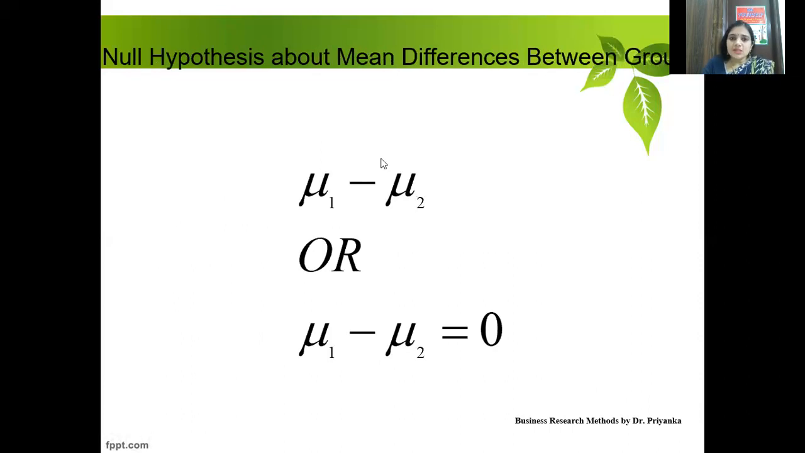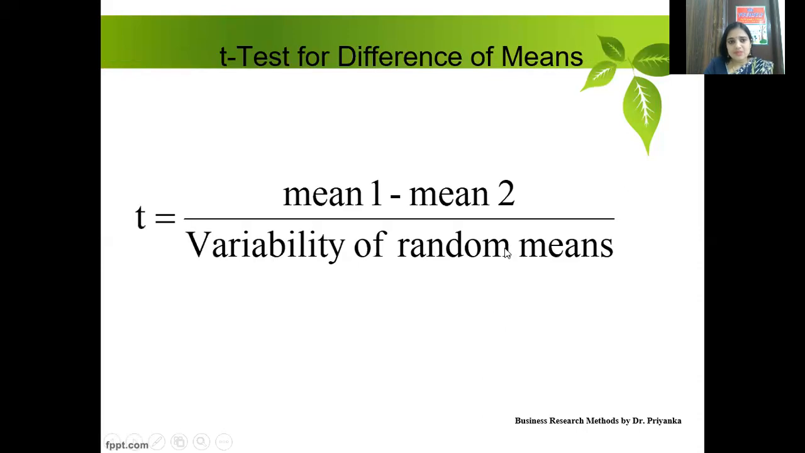Let us discuss it with the help of proper steps. Null hypothesis about mean differences between groups: the mean of group 1 and the mean of group 2 do not have any difference among each other. The null hypothesis is stated as there is no difference, so the mean of group 1 minus the mean of group 2 would be equal to 0, because they are the same. This is your null hypothesis.